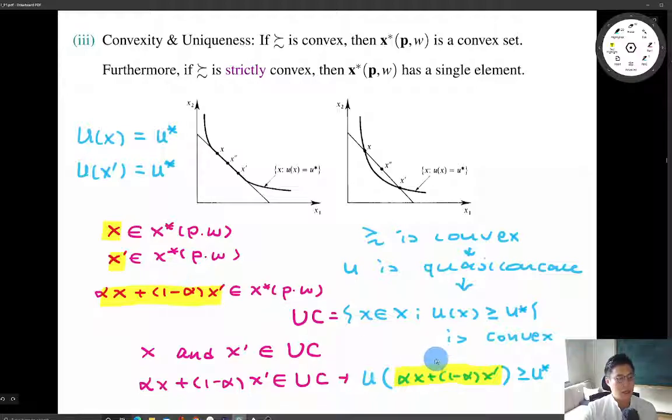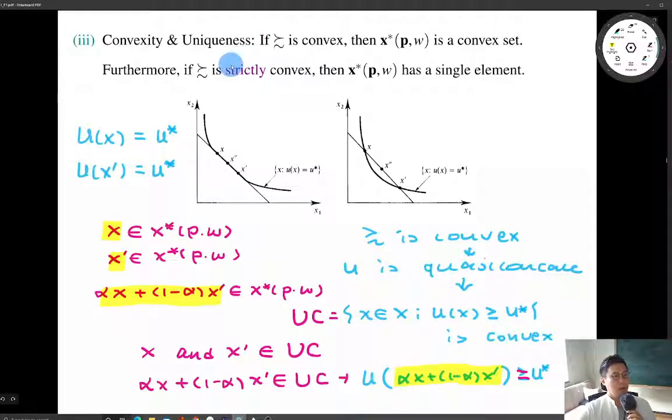Okay, so we assume that X and X prime are optimal bundles. So the level of utility from choosing this bundle is at most U star. So the utility from this average bundle is exactly equal to U star. Okay, that simply means that average bundle gives the consumer the same level of utility as the bundles X and X prime, so that is also optimal.